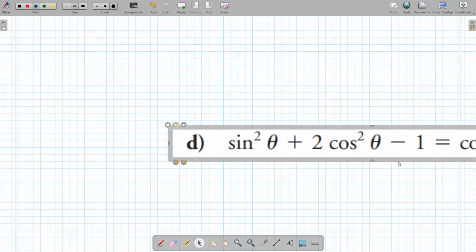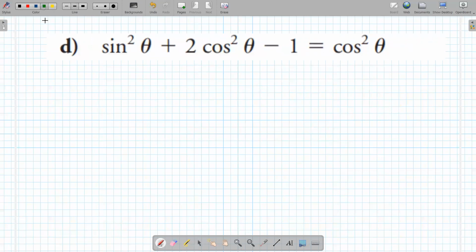This one you have to recognize. Well, first of all, there is no sine on the right side. So you need to get rid of that sine. What's the formula for sine squared? Sine squared only has one formula. 1 minus cosine squared. So it'll be 1 minus cosine squared theta plus 2 cosine squared theta minus 1.